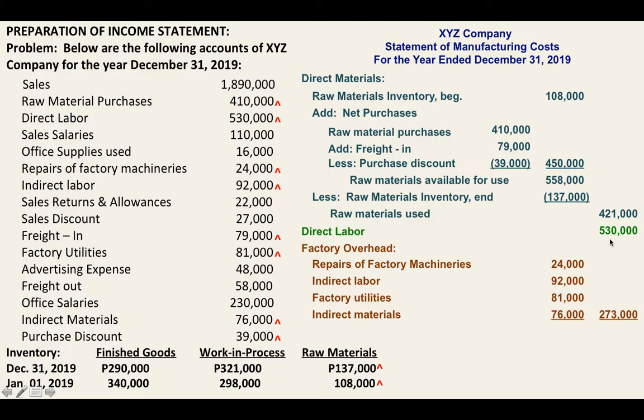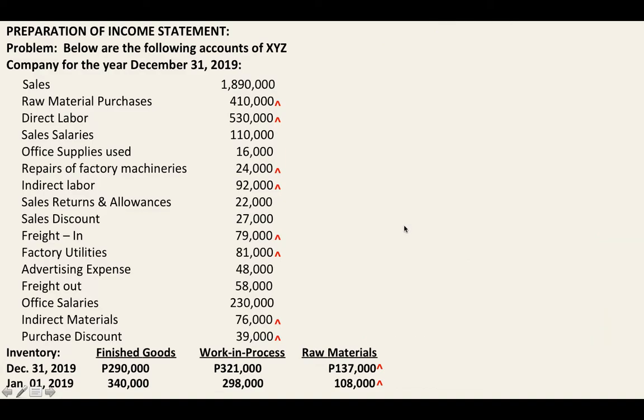So now the total of your direct materials, direct labor, and factory overhead will be your total manufacturing cost. And now you have the statement of manufacturing cost. Okay, let us move on. Now we are tasked to prepare the statement of cost of goods manufactured.